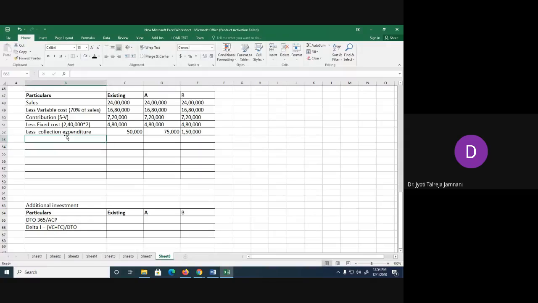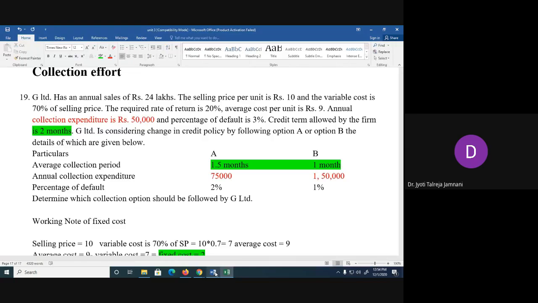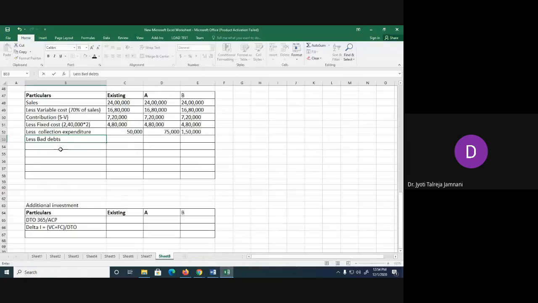So when we minus this, we get profit. Sorry, there is one more thing they've told about, bad debts. So we do less bad debts. Now, bad debts, what they have told: existing default percentage is 3%, and the new ones are 2% and 1%. So on sales we take bad debts. So we will write here sales is 24 lakhs into existing bad debts is 3%. So 3 divided by 100. 3% of 24 lakhs is 72,000.